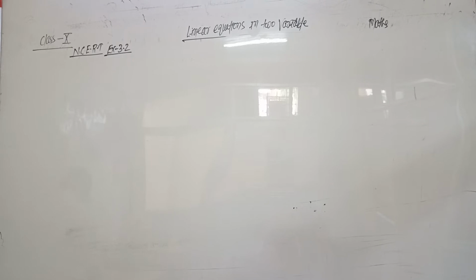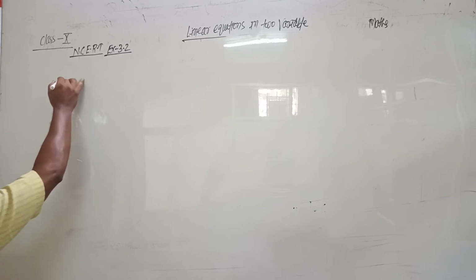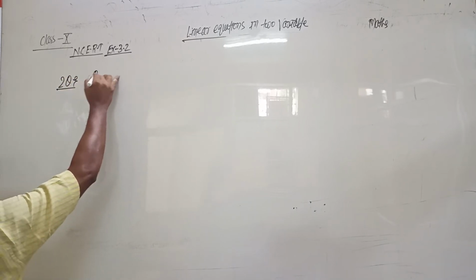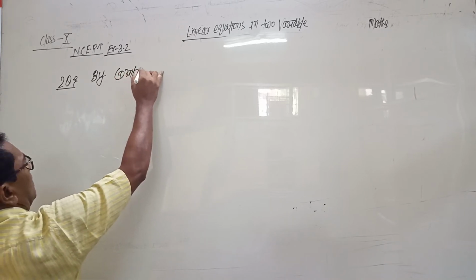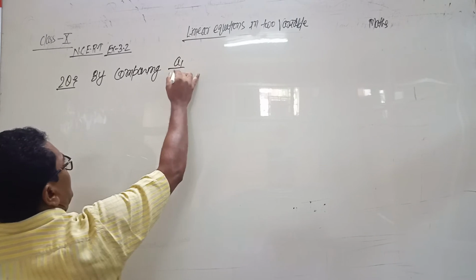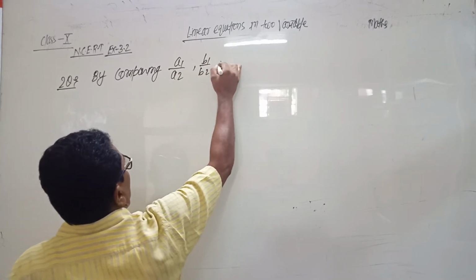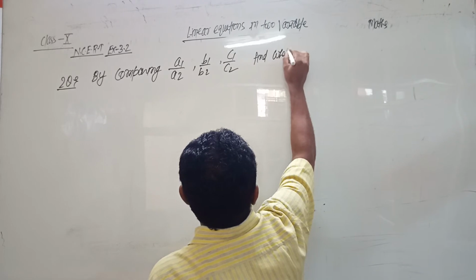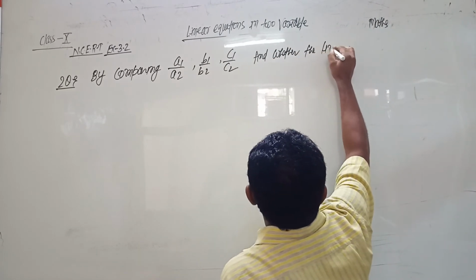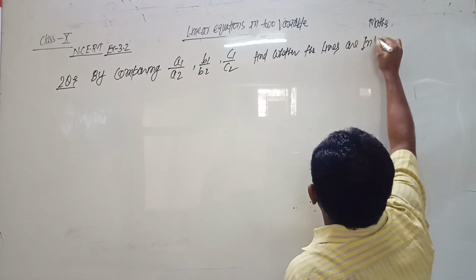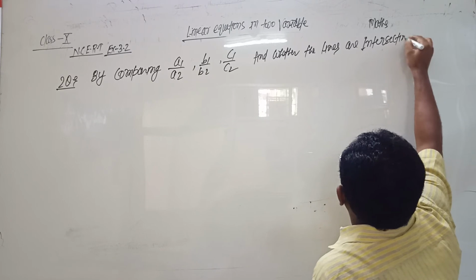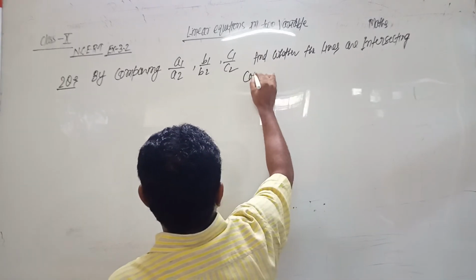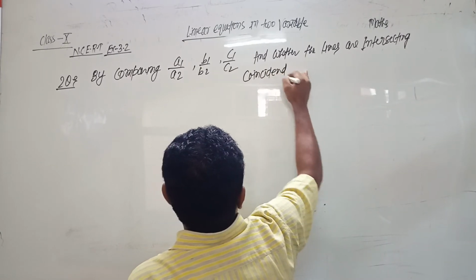In second question, on comparing A1 by A2, B1 by B2 and C1 by C2, find whether the lines represent intersecting, parallel or coincident.